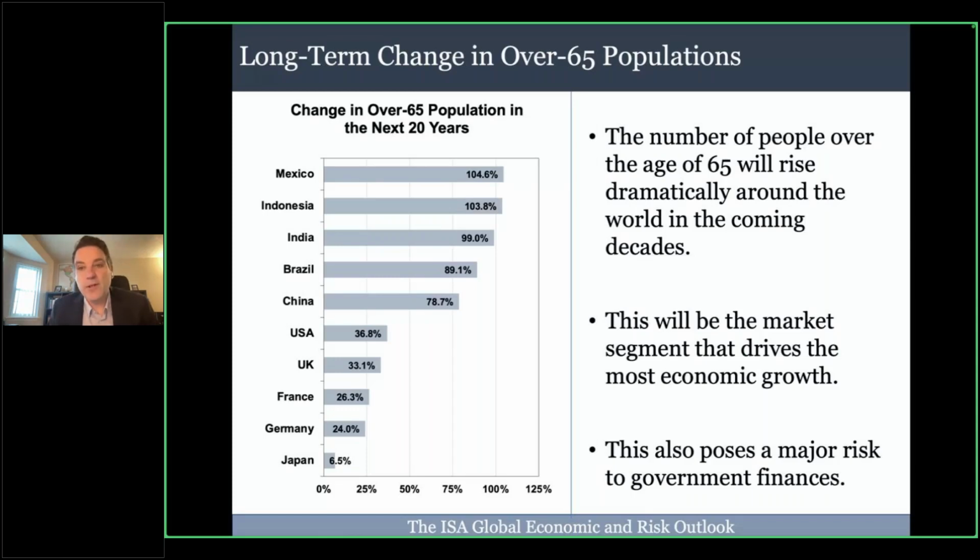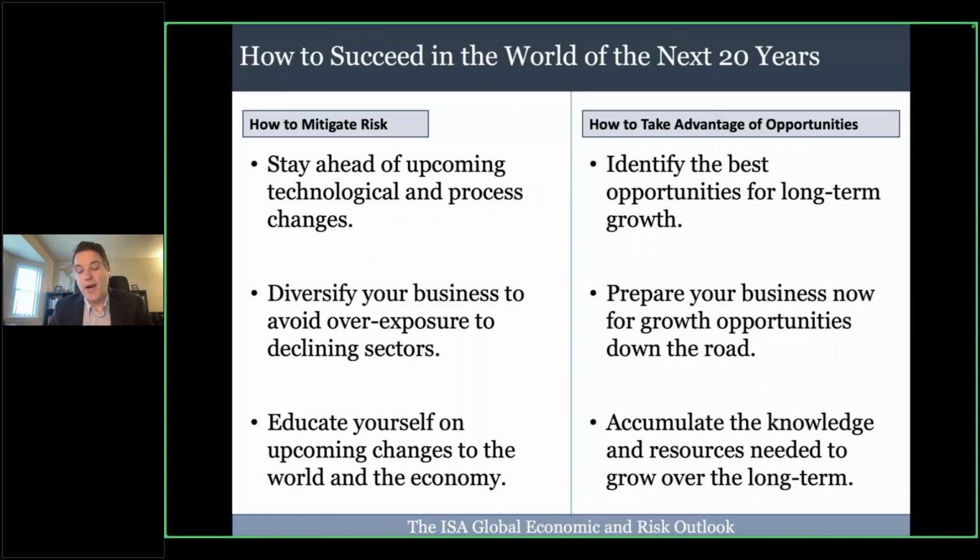So how do you succeed in the world of the next 20 years? Well, you need to stay ahead of upcoming technological and process changes. If you do not have people on board who understand AI and understand some of these new technologies, you need to get them on board as quickly as possible. You need to diversify your business to avoid overexposure to sectors that are going to decline over the long term.